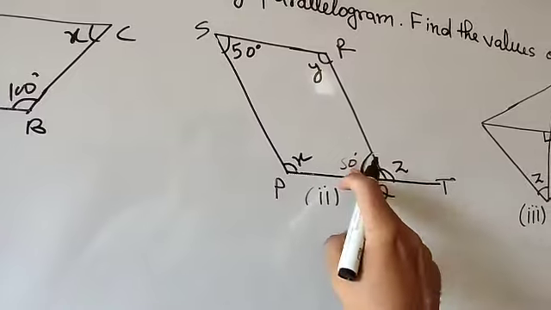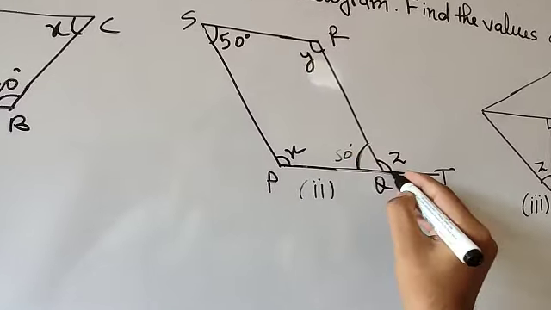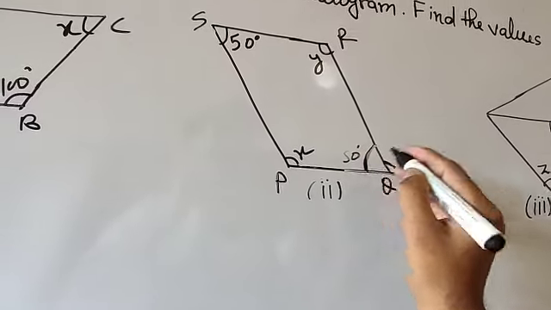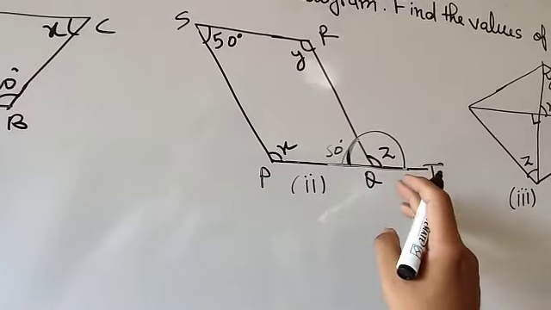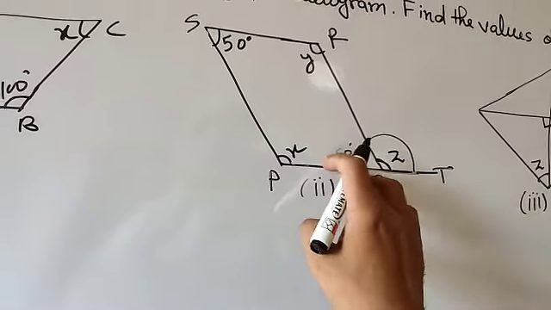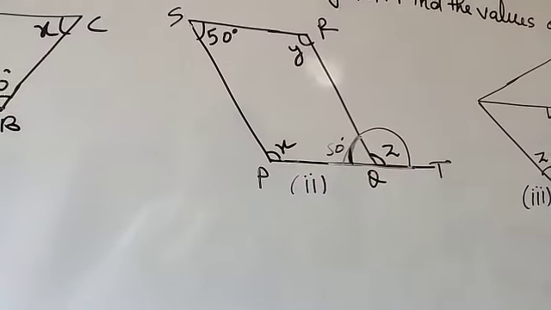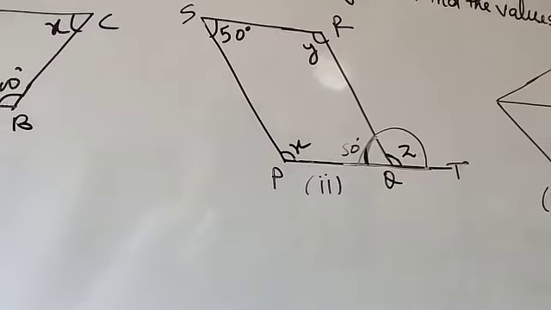So here you will get it is 50 degree. Now here it is a straight line. So Z plus 50 degree is equal to 180 degree. You know that on a straight line 180 degree is going to be formed. So Z plus 50 equal to 180, then you will get the value of Z, that will be 130 degree.